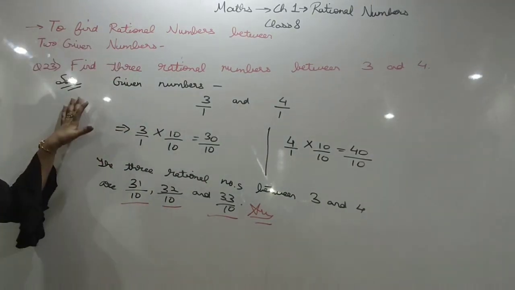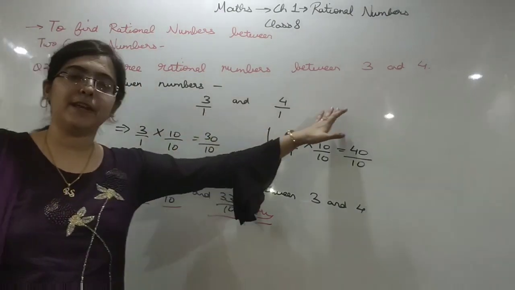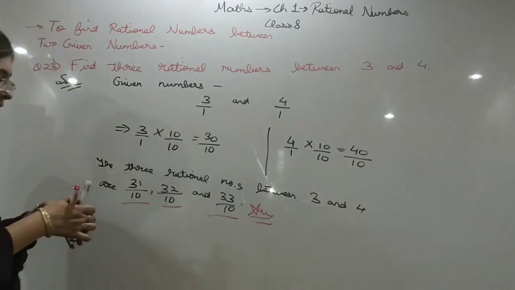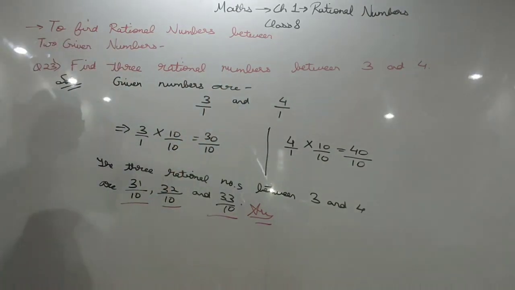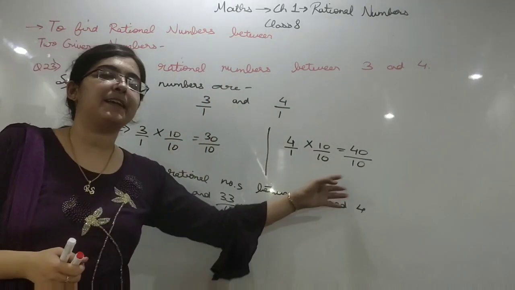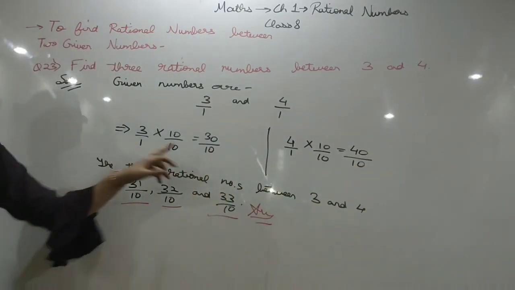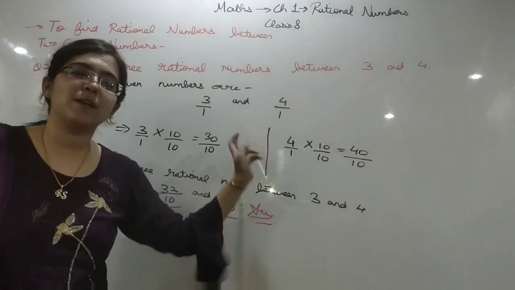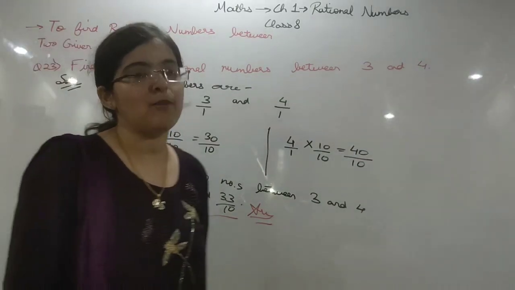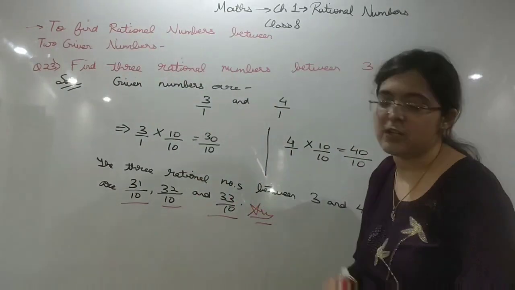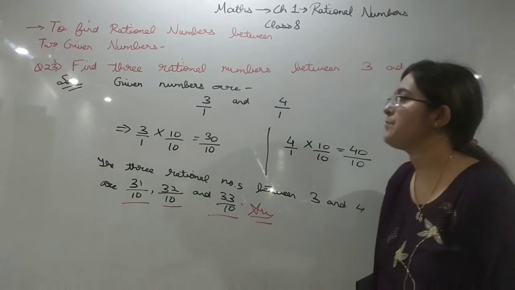Again, see students, what we have written. First we have written the given numbers. Then we multiplied and divided by 10. Then we got many numbers between them. We can write any three of them. Is it correct? Now pause the video and note it down in your question booklet.